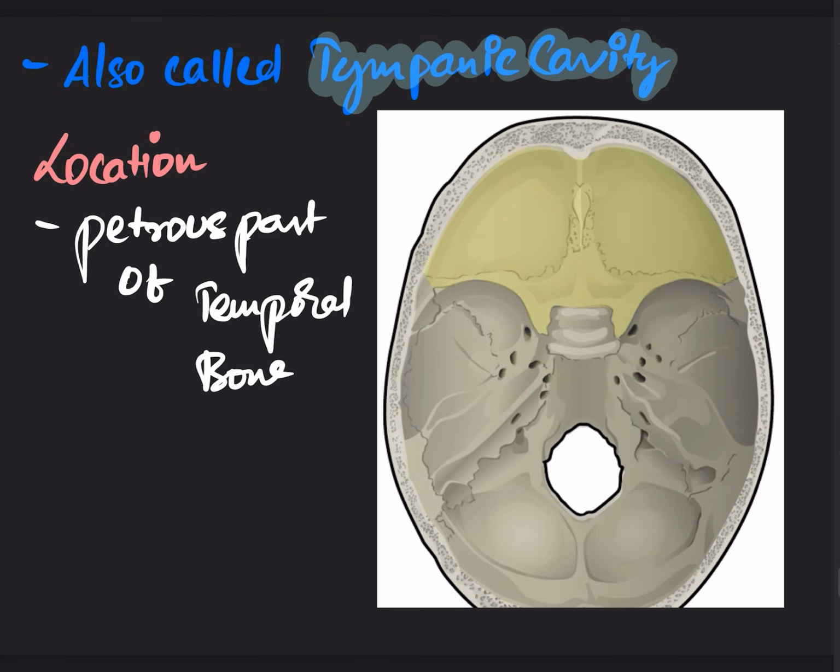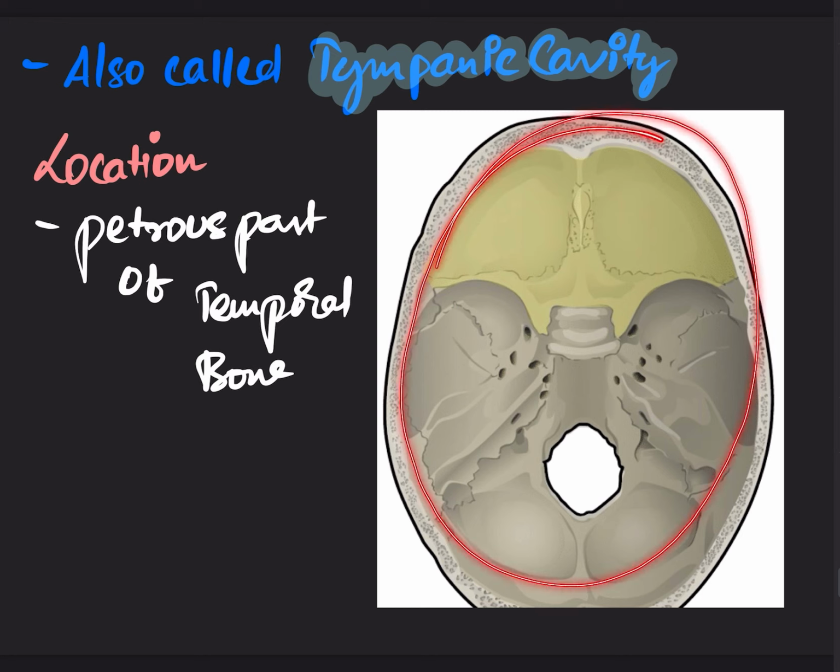This middle ear cavity is also called the tympanic cavity. And where is this tympanic cavity or the middle ear cavity located? It is located in the petrous part of the temporal bone. So what is the petrous part of the temporal bone?